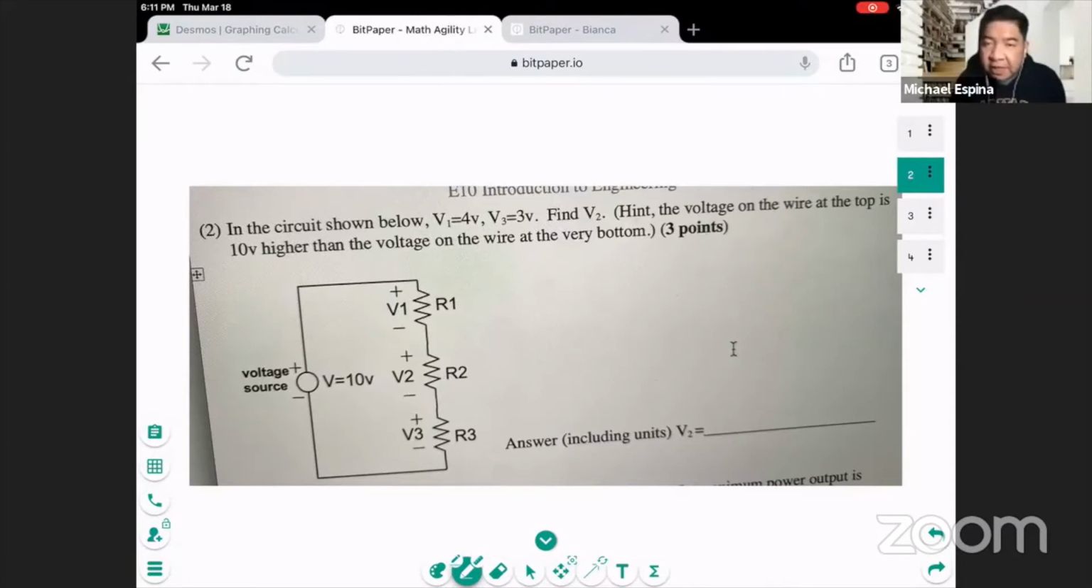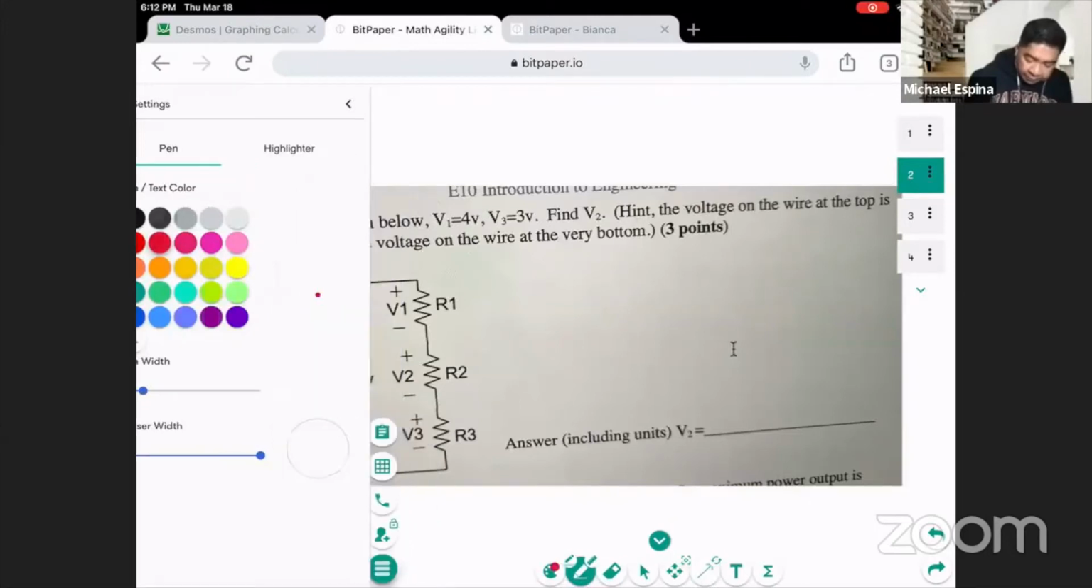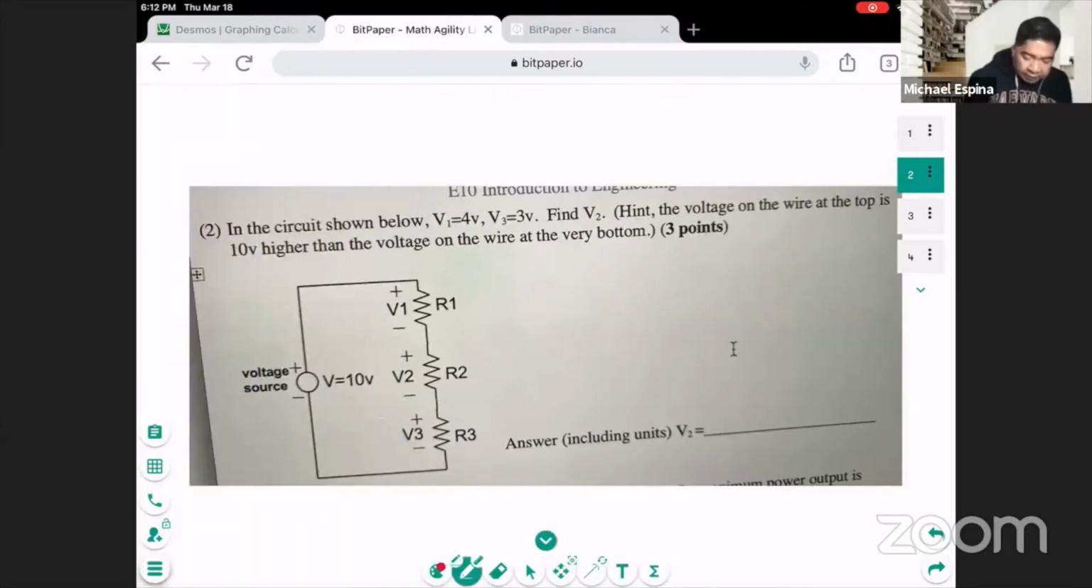There's also a hint. It says, the voltage on the wire at the top is 10 volts higher than the voltage on the wire at the very bottom. So it's actually referring to this 10 volts here. So this is positive on top and negative at the bottom. So how do we solve this?